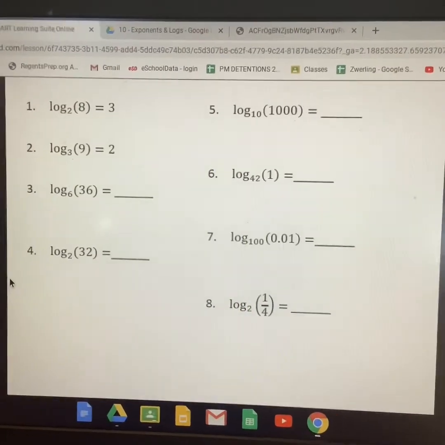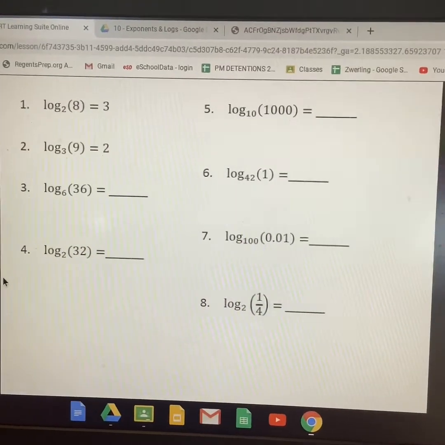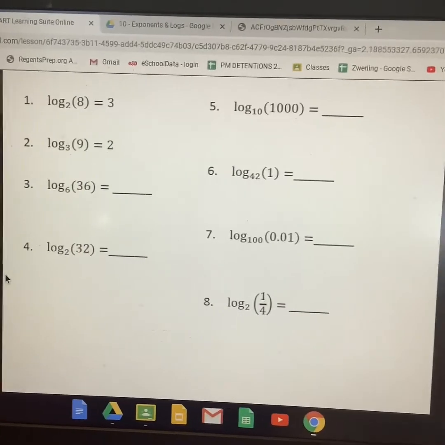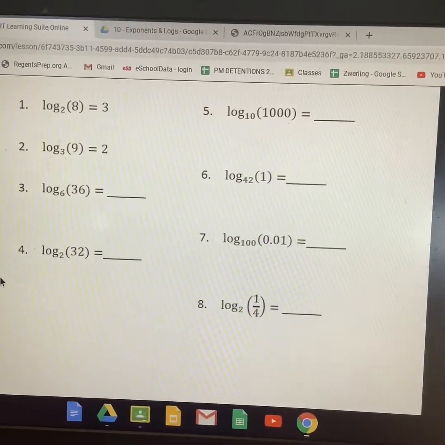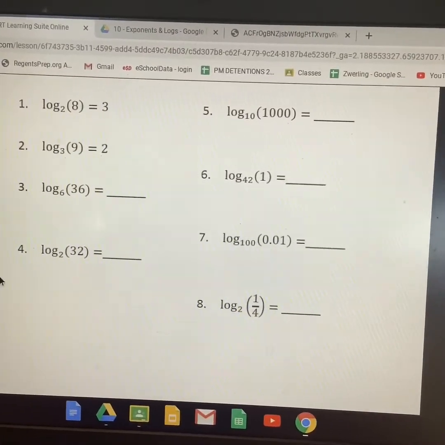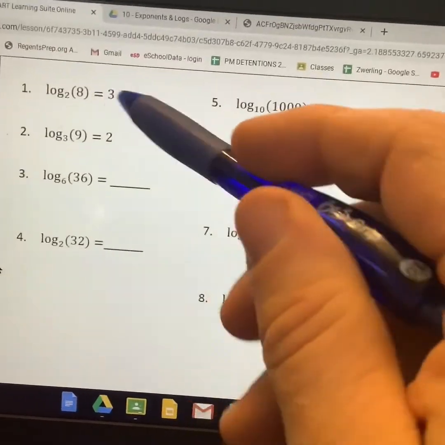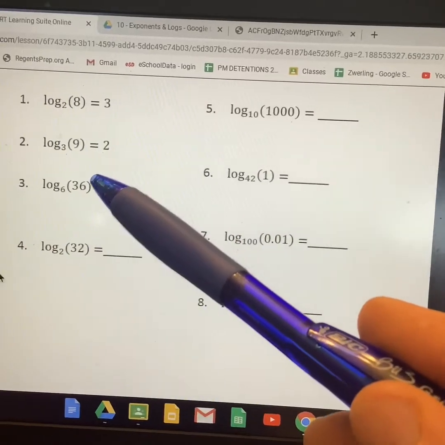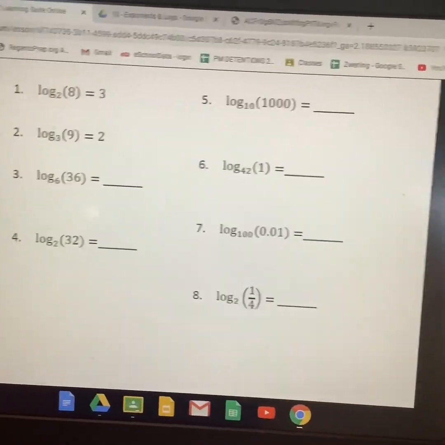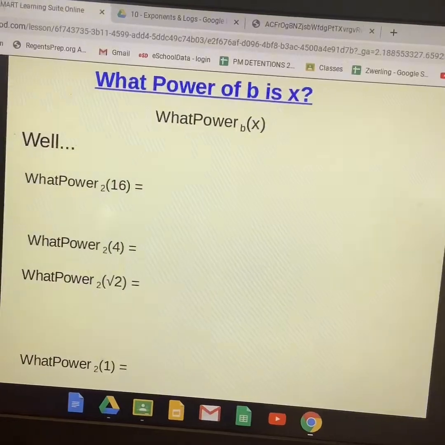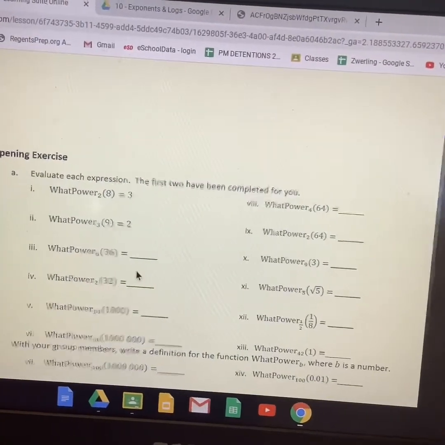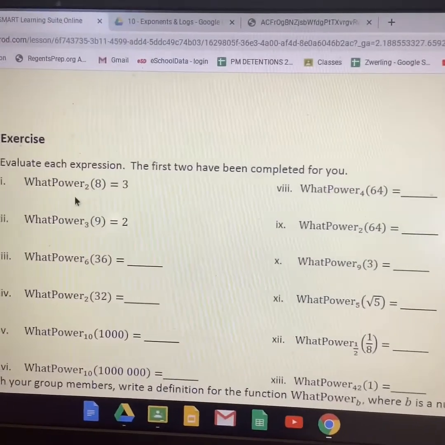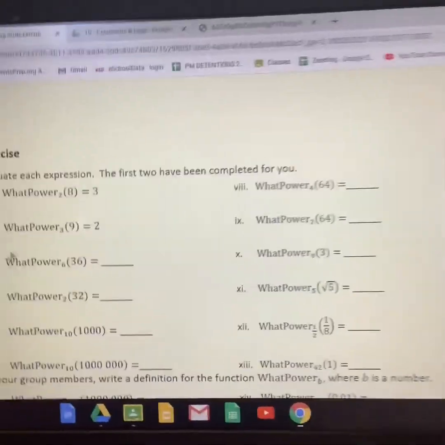So now we're kind of back to where we started, just now we're going to use the word log, which is short for logarithm, instead of our WhatPower. So you can see the first two are done for you. Log base 2 of 8 equals 3. The log base 3 of 9 is equal to 2. And that should look familiar, because if we go back, let's see if this will work. Hold on. If you go back, these are actually exactly the same as in our opening exercise. It's just now we're replacing it with the word log.